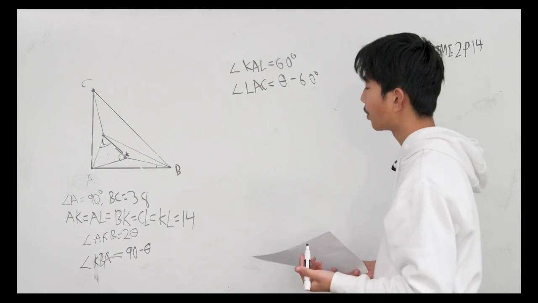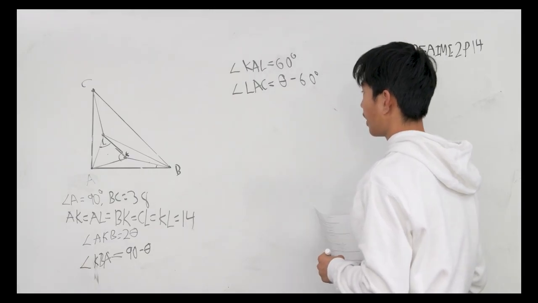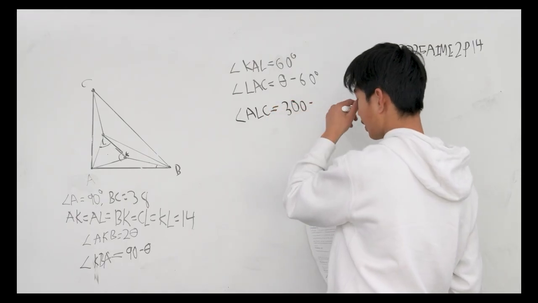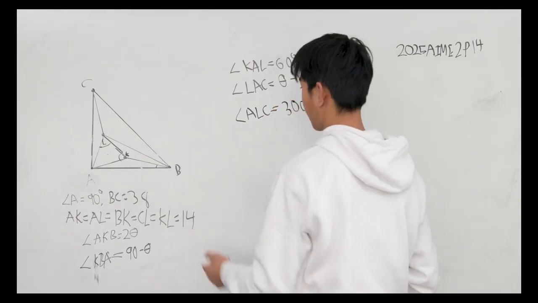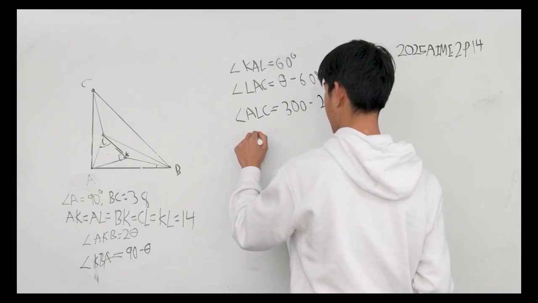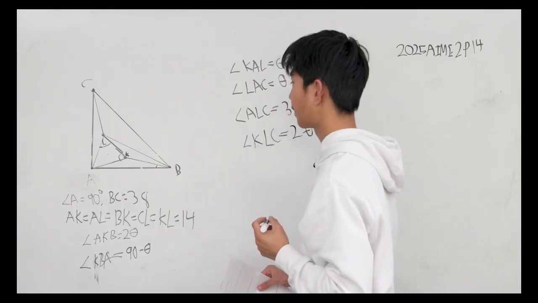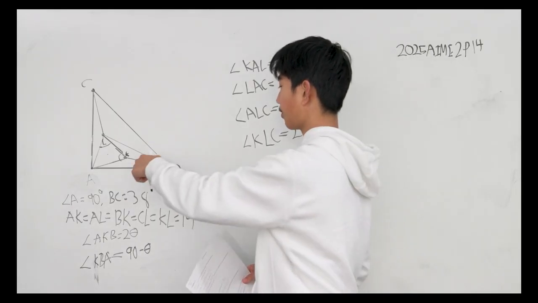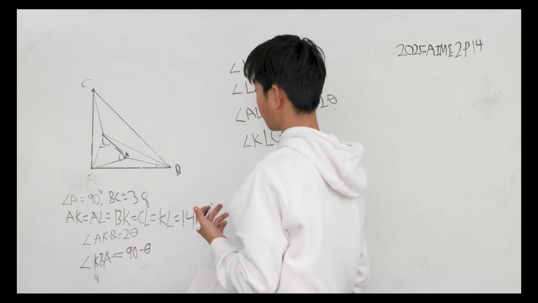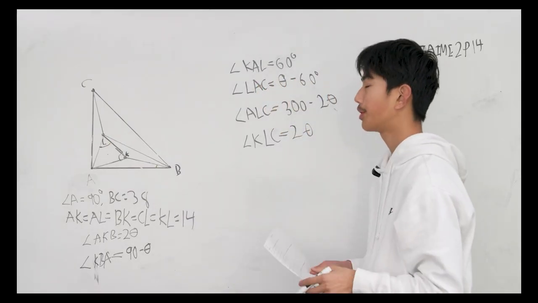What we can notice is that we also have angle ALC, which is 300 degrees minus 2 theta, the angle right here. Therefore, we have angle KLC being simply 2 theta degrees. If we draw a line from C to K, this angle is 2 theta. So we have these triangles are equal. They are congruent because they have these properties.